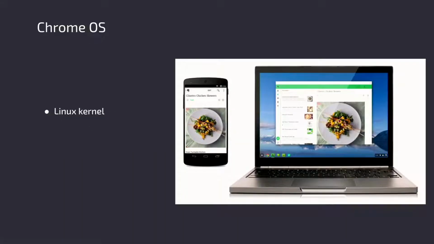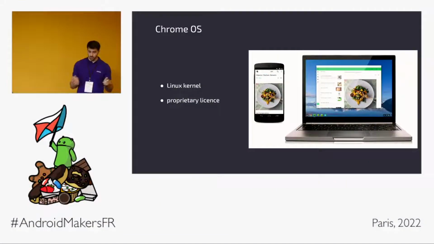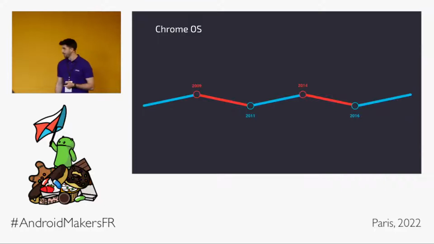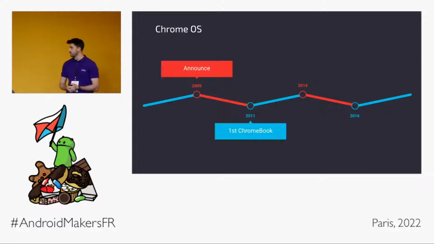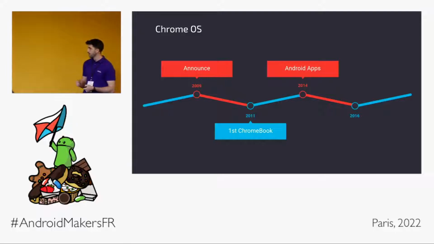But first, what is Chrome OS? Chrome OS is an operating system which is based on a Linux kernel. It is owned by Google, but a part of the code is open source and available on the Chromium project. For the story of Chrome OS, the project began in 2009 with the announcement, and the first Chromebook was released in 2011. But at this moment, there weren't any Android apps. They arrived only in 2014.